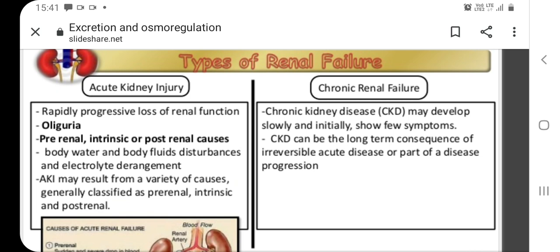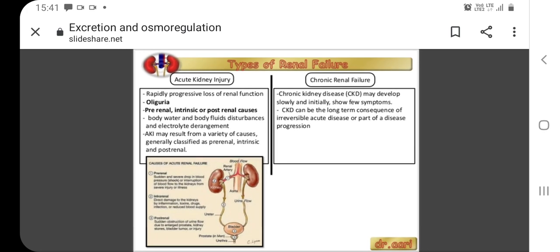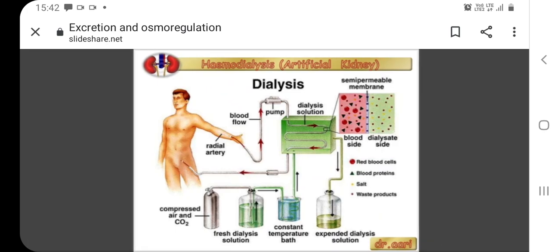The chronic renal failure may develop slowly, and initially it would show very few symptoms. Acute means sudden and fast, chronic means slow and deliberate, showing very few symptoms. Chronic renal failure can be a long-term consequence of irreversible acute disease or part of a disease progression. As I have said, diabetes.